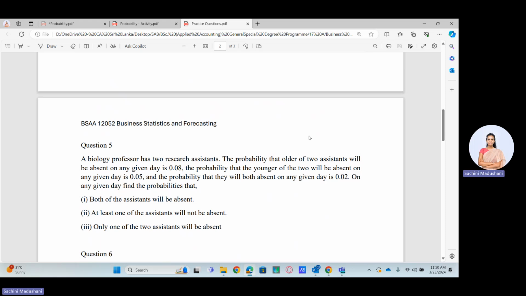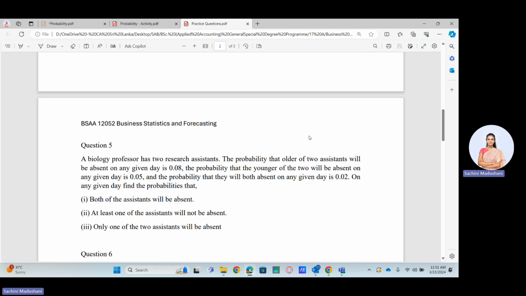Now the rest of the part explained. A will not be absent, B will not be absent, or both will not be absent. A will not be absent is this part, B will not be absent is this part. Then this says only A: it means B will be absent. This circle shows A will be absent. This part means only A will be absent, so B will not be absent.